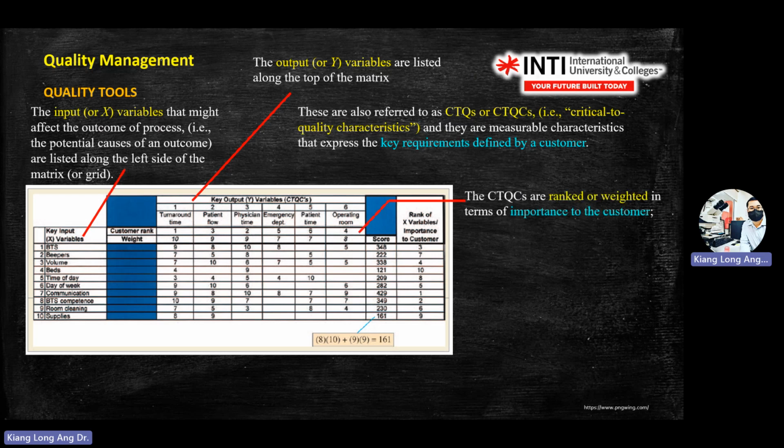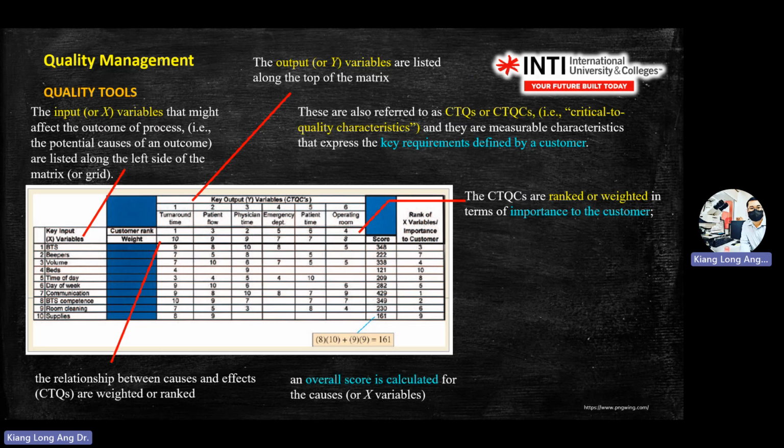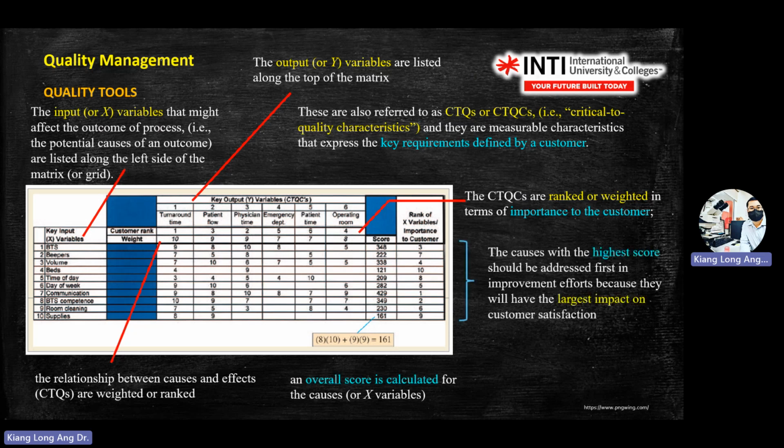Have you learned about house of quality? No? Okay, never mind. It will be similar to house of quality. Then you rank based on the importance to customers. Once you input the customer rank, you label 1, 2, 3, 4, 5, and you find the relationship and put in the weight here. Then you calculate the value.